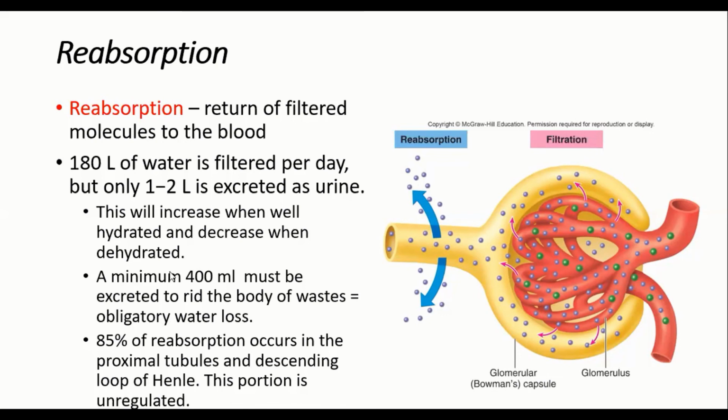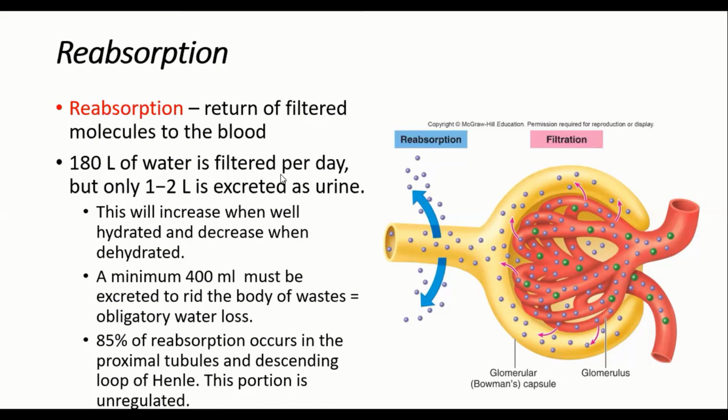You really only urinate about 1 to 2 liters of water as urine, and the only really necessary part of that 1 to 2 liters is 400 milliliters. So if you don't drink anything at all, in order to get rid of waste products in the blood, you will still urinate 400 milliliters. The rest of this is variation depending on how hydrated you are. So if you're well hydrated, I'm sure you've noticed you pee a lot more. When you're dehydrated, you don't.